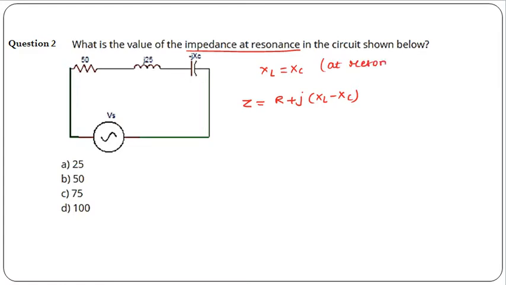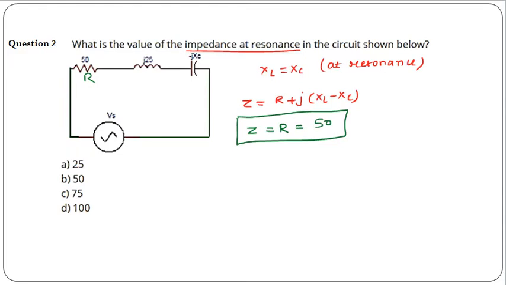these two values are equal. It means the imaginary part of the impedance will become 0. We are getting the impedance value as resistance, and the resistance value in this question is 50 ohm. It means impedance at resonance will be equal to 50 ohm. And this impedance is minimum in case of series RLC at resonance. And because it is a pure resistive circuit, the power factor will be unity at resonance. This is all at resonance condition.